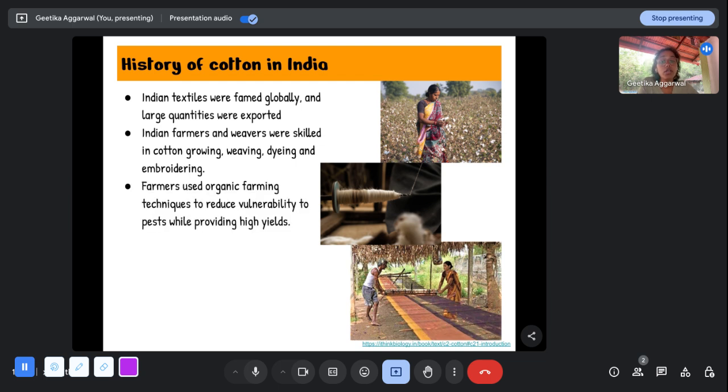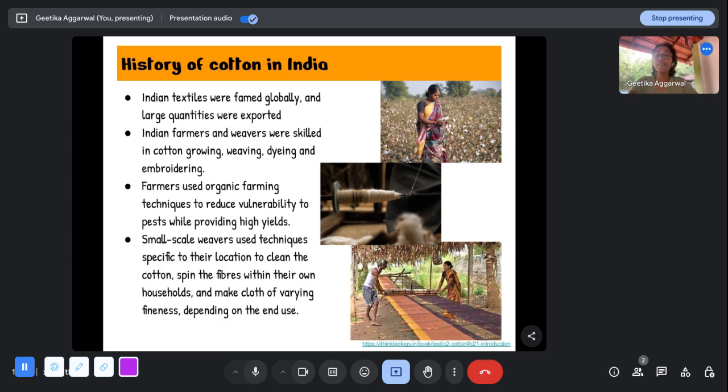And farmers in those times used organic farming techniques, and they tried to reduce vulnerability to pests and improve yields just by using organic farming only, and not using pesticides and fertilizers. Then we had a lot of small scale weavers who used techniques that were specific to their own location. These weavers used to clean the cotton, spin the fibers with their own household machines, and make cloths of varying fineness depending on where it was going to be used. So if they were making it for the high gentry, they were using very high quality fabrics.